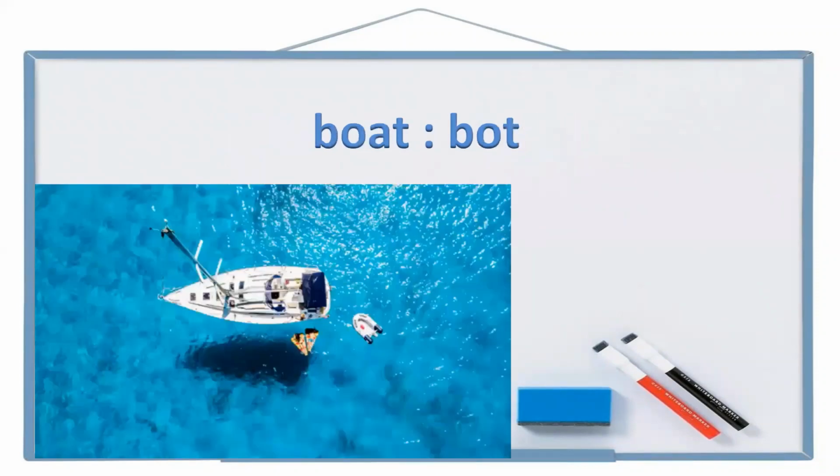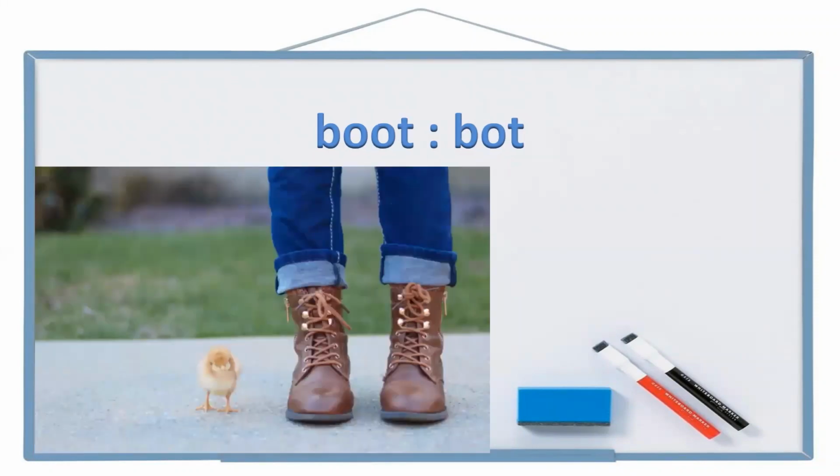Next one is boat. In Turkish, it is bot. Very short. Bot. And boot is also in Turkish bot. So boat is bot and also boot is bot in Turkish.